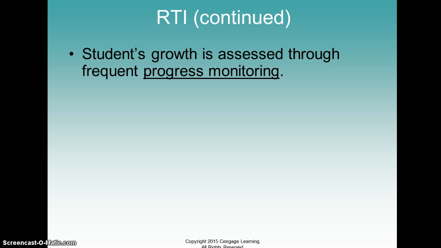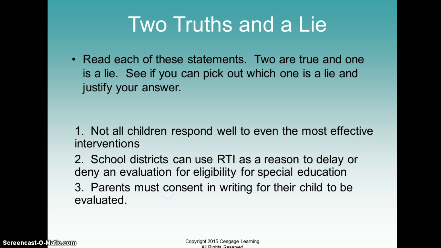So what we do in RTI is we measure their growth through frequent progress monitoring. And so instead of saying that a learning disability is a discrepancy between ability and achievement, we now define a learning disability as a child not responding to intervention, so that he doesn't make progress, that his progress is either flat or is actually even going backwards.